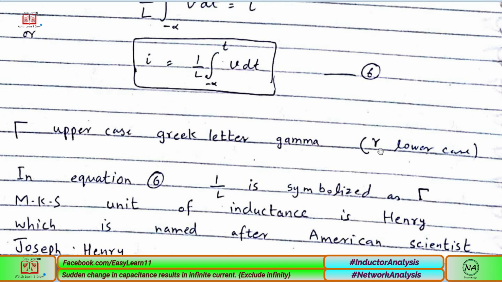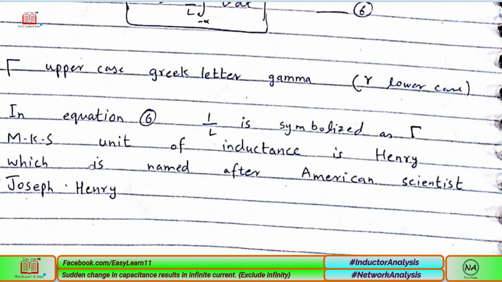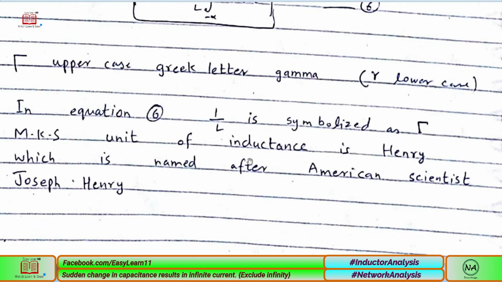We definitely used this letter many times, like R. But this letter is now used to represent 1 over L, that is, the inductance here. In the MKS unit system, the standard unit of inductance is the Henry, named to honor the American scientist Joseph Henry, who is the founder of this system.